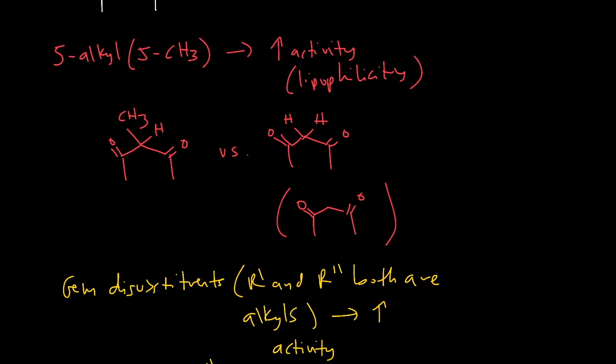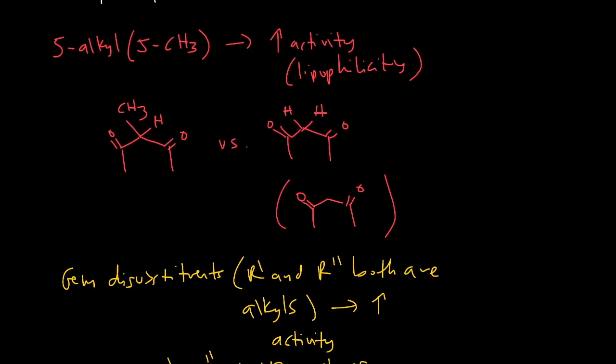The 5 alkyl groups. Remember, adding alkyl groups increases the lipophilicity, therefore increases the activity. So having an alkyl group or having a methyl or having any carbon group at the 5 position is more lipophilic, therefore more active than having no methyl or no alkyl groups, which means no carbon groups. Remember, this means the hydrogens are implied at the 5 position, so I just drew the hydrogens here, but they can also be represented as this, which assumes hydrogens at that carbon.